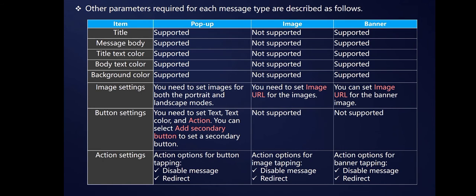Parameters like title, message body, title text color, body text color, background color, image settings, button settings, and action settings are required for each message type. The table displays the parameters that are supported and not supported with respect to each message type.